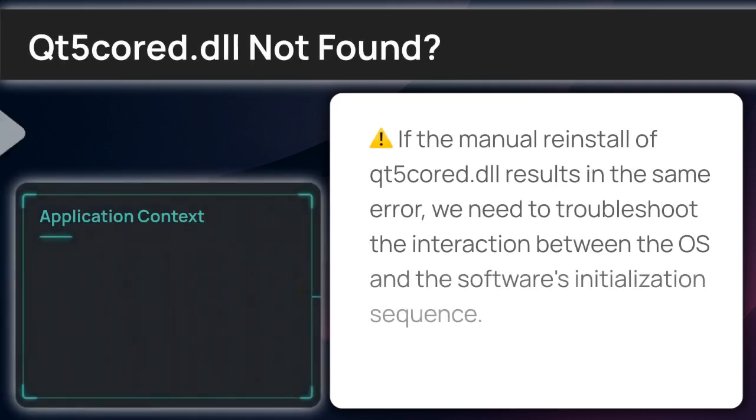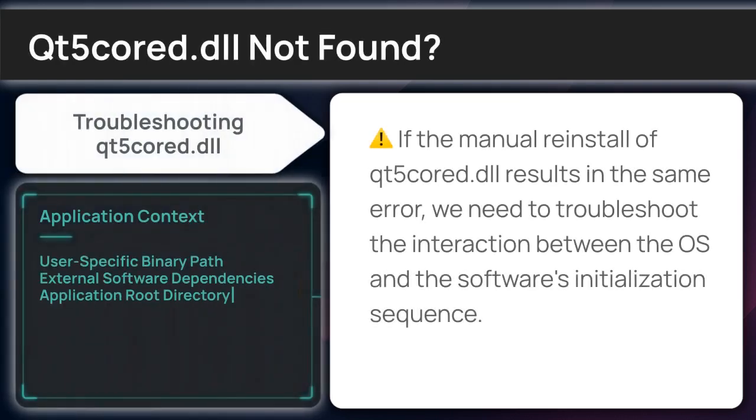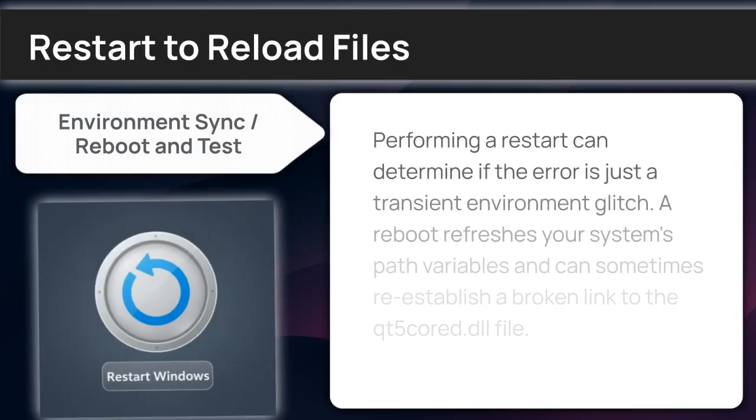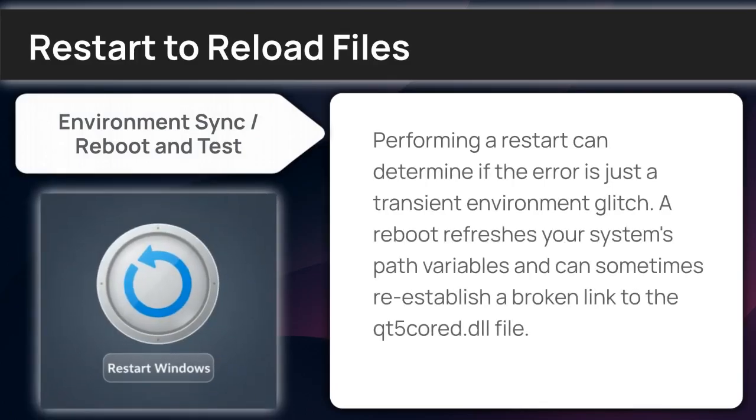When the primary installation path fails, a more surgical approach to checking your system's environmental variables is required. A full system restart clears the temporary memory cache and allows Windows to attempt a fresh initialization of all required libraries, including the qt5cored debug library.